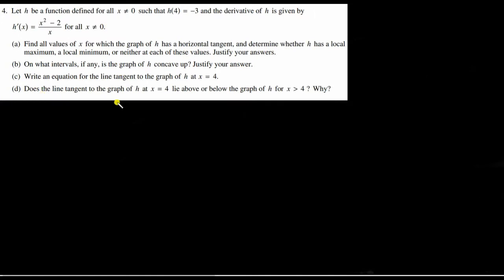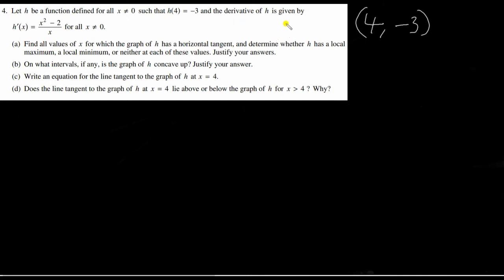Okay, so for version 4, we have h being defined for all x not equal to 0, and h of 4 is negative 3. So when they say h of 4 is negative 3, what that means is that (4, -3) is on the graph of h. Sometimes they'll give you this, sometimes they'll give you that, but these are the same thing.